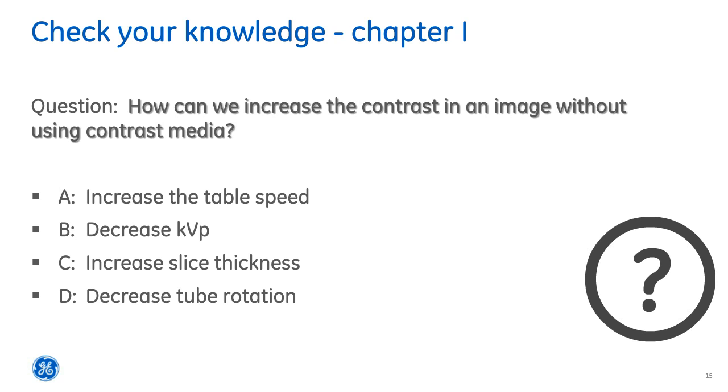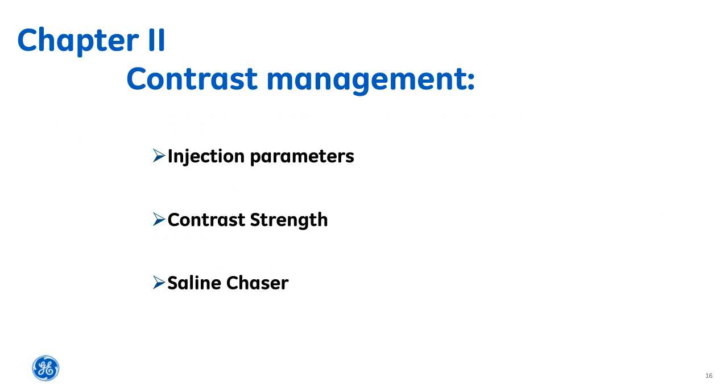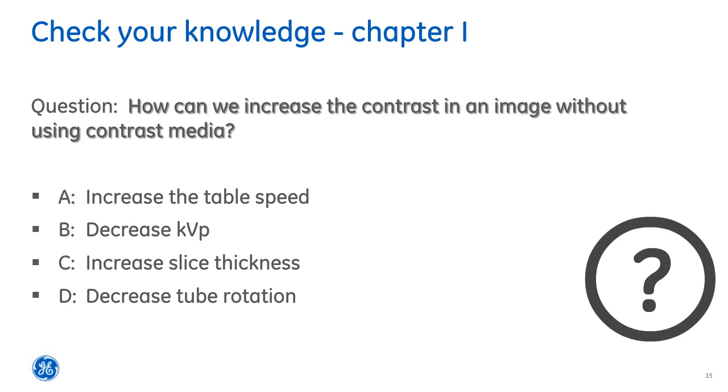So here we have some questions. How can we increase the contrast in an image if we're not using contrast media? So we've got either increase the table speed, decrease the kV, increase the slice thickness, decrease the tube rotation. And in fact it is all of those.